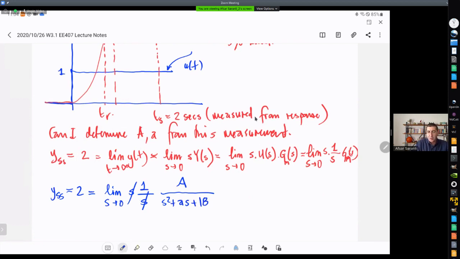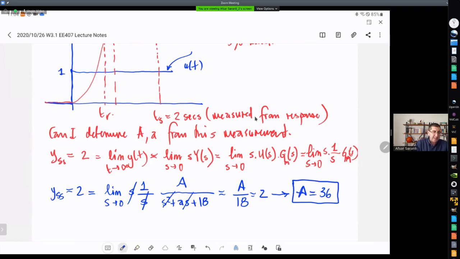Okay? So when I take the limit s goes to 0, these terms cancel out. So that becomes A over 18, and that is equal to 2. So that gives me one of the system parameters already, which is capital A, equal to 36. From the final value theorem, from the expression of the steady state error, I was able to obtain one of the parameters. Now, what about the second parameter?